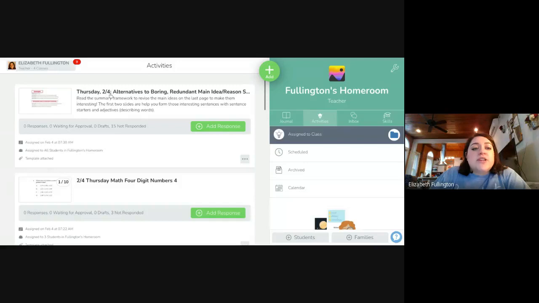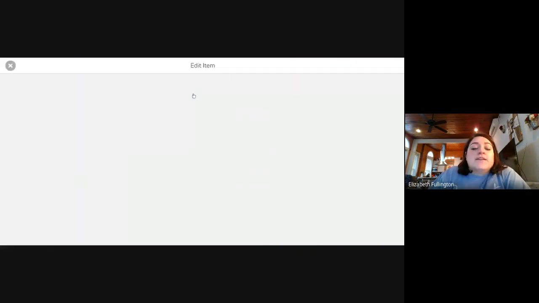Right here it says Thursday, February 4th, which is 2-4. It says alternatives to boring, redundant main idea reason sentences. That's a long, long thing. So what you're going to do is read the summary framework to revise the main ideas on the last page to make them interesting. So here is what I mean about a summary framework.